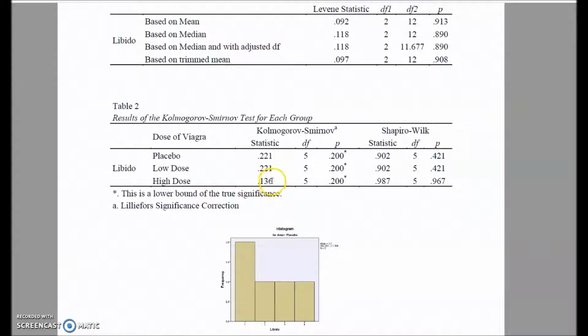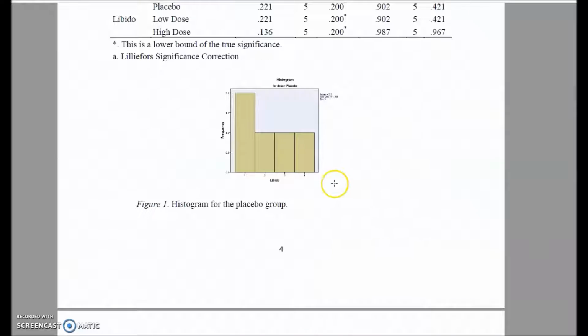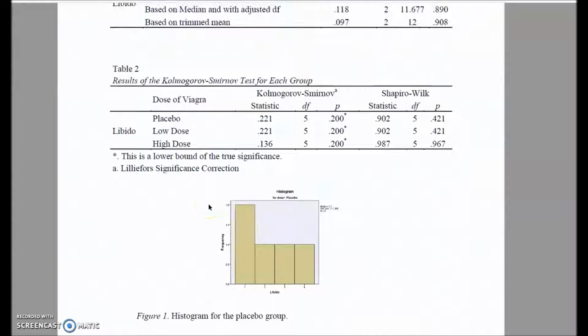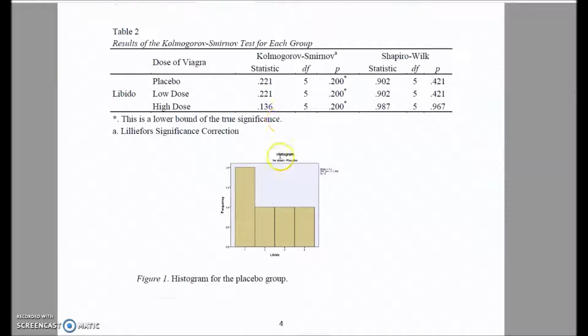Why? Because this third digit is actually more than a 5. And this is my p-value. So D(5) is 0.22 with p equals 0.22. And then the low dose D(5) is again 0.22, p equals 0.200. And then the high dose D(5) is equal to 0.14, p is equal to 0. So this is all from table 3. Note that the p-values of the KS test are a lower bound of the true significance. This is where it's coming from, lower bound of the true significance.